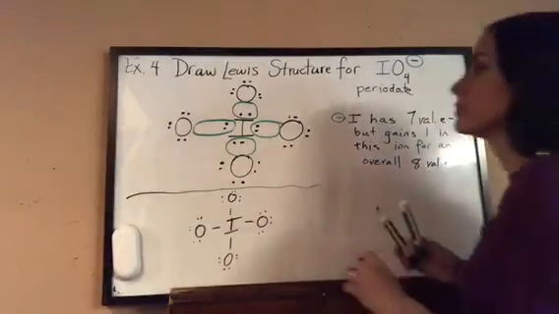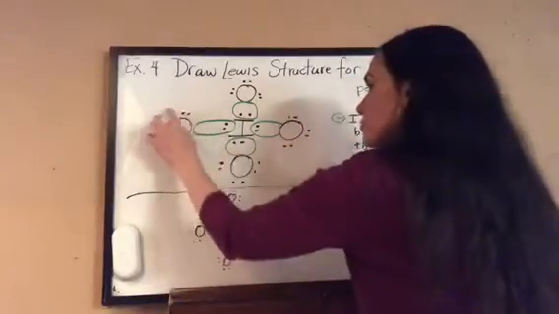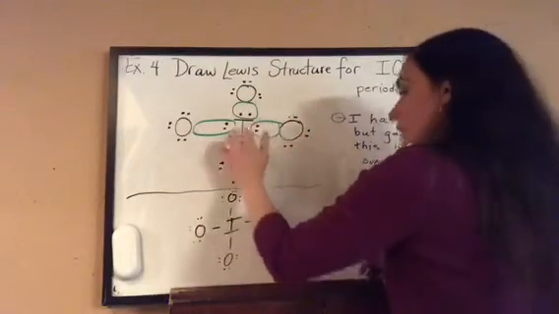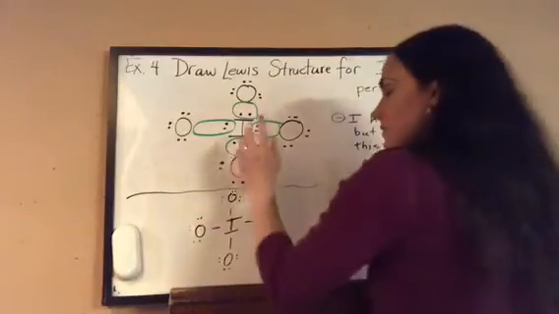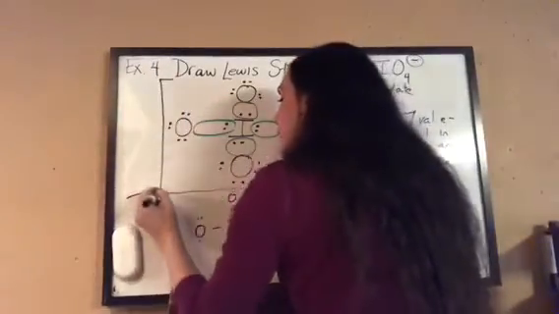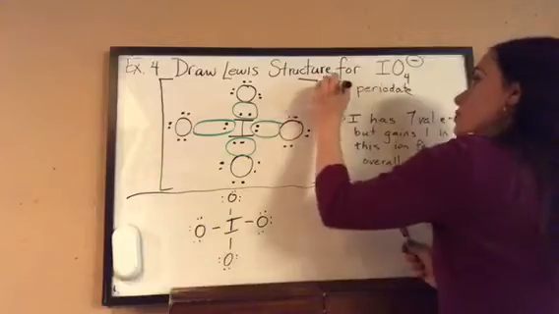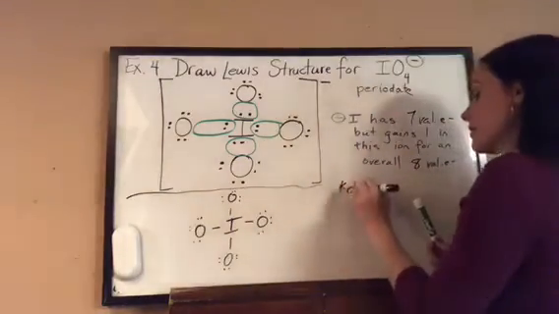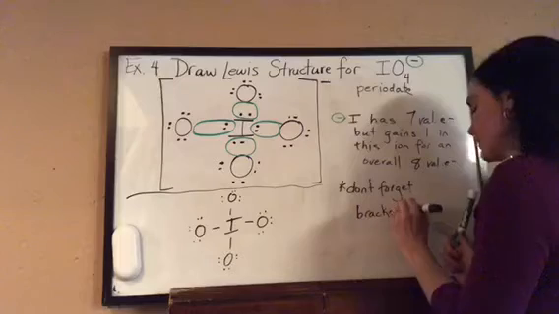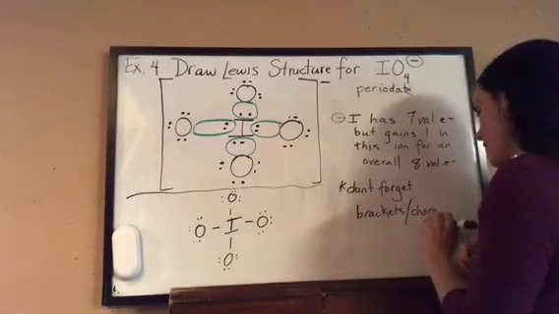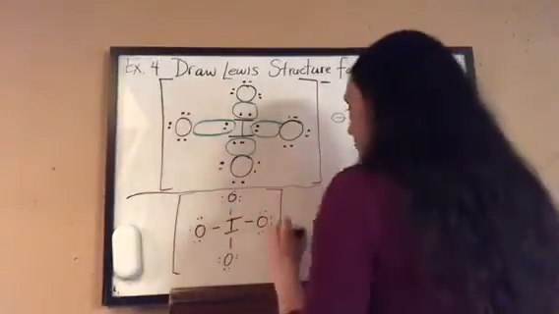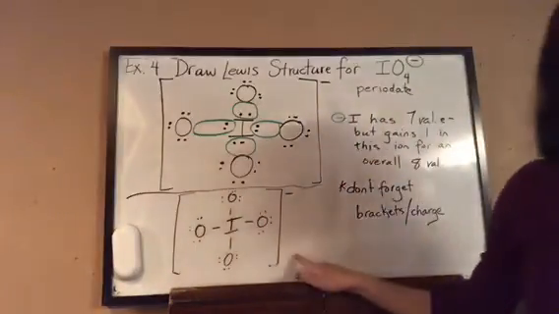We need to check for the octet rule. Each oxygen has 8 electrons around it, 2, 4, 6, 8. Iodine has 8 around it, 2, 4, 6, 8. These electrons are shared between the oxygen and the iodine. We need the brackets with the overall charge. Okay, we don't want to forget the brackets. And we have the Lewis structure for the periodate ion. In a textbook, you'd probably see it written like this here.